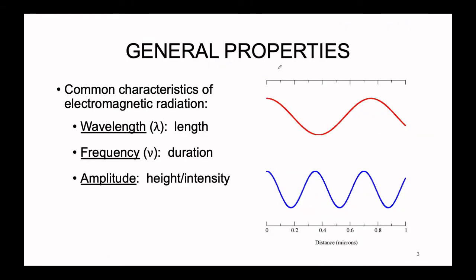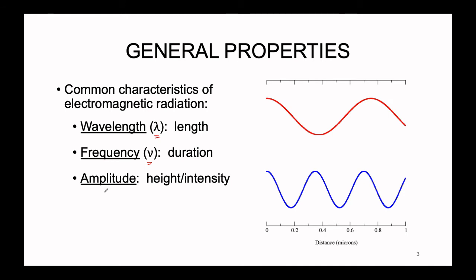All right, so the general properties of each of these segments of the electromagnetic spectrum are fairly similar. The characteristics that we are going to be introducing here are the wavelength, which is the length of the wave, represented by this Greek letter lambda. Frequency, which is the duration, how long the wave takes to pass from one place to another. This is represented by the Greek letter nu. And last but not least, amplitude.